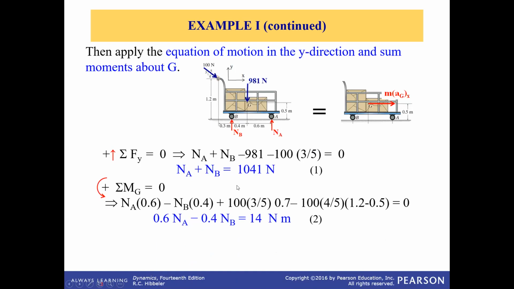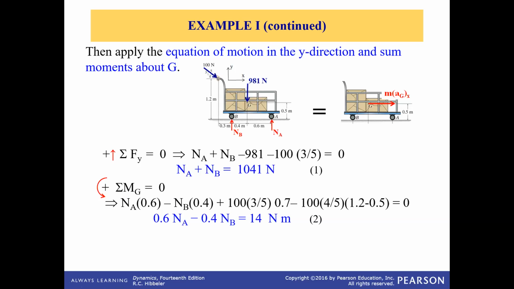Because the system is just having translational motion, there's no rotational motion, the net moment about the center of mass should be equal to 0. So you can set it up this way: the net moment of all the forces, choosing the center of mass to be your rotational axis.